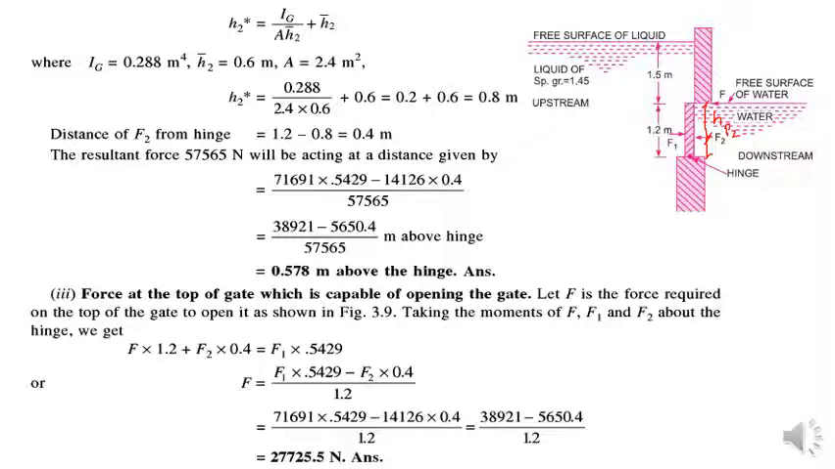It will be 0.4 meters. The resultant force, that is 57,565 Newton, the net force acting on the gate, will be acting at a distance given by... So if the individual forces, where those are acting, the point of application of the individual forces will be with you, then for the resultant you can also determine. So how can you do that?